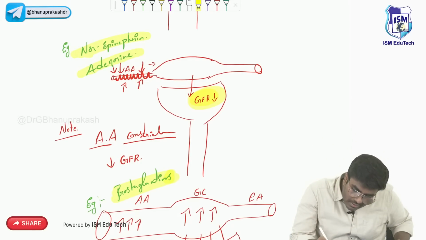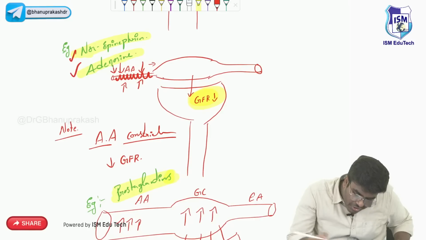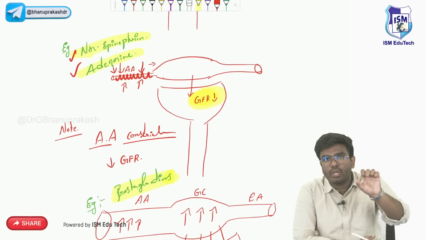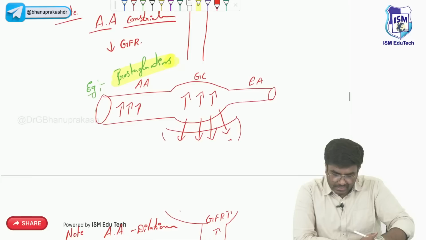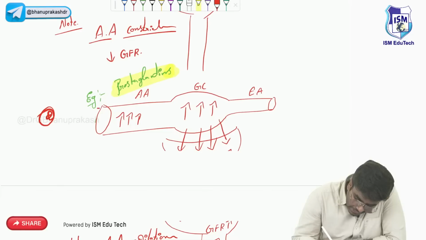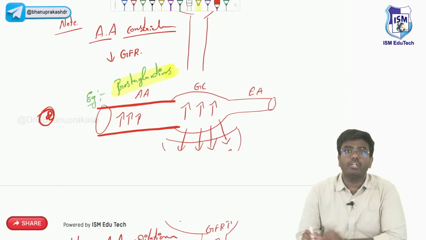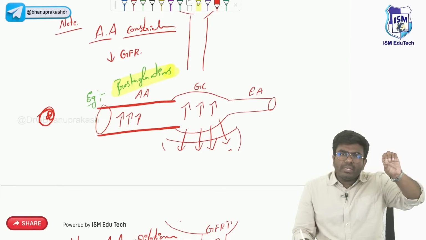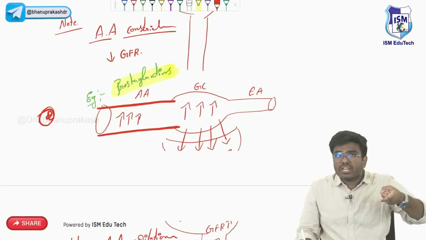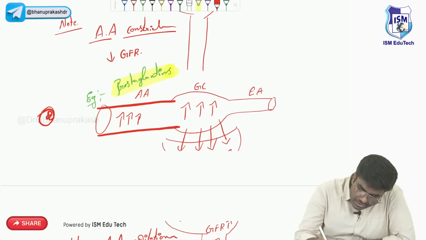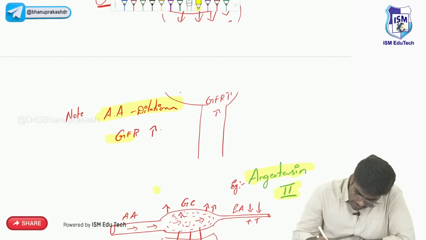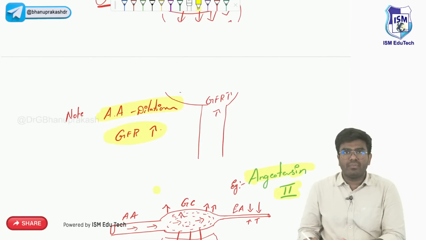Question is, who causes afferent arteriolar constriction? Norepinephrine and adenosine cause afferent arteriolar constriction and decrease the GFR. Done. Next scenario is, if the afferent arteriole is being dilated, more blood is going to the glomerulus, more pressure is generated. So what happened to the GFR? GFR increases. So afferent arteriolar dilation actually increases the GFR.